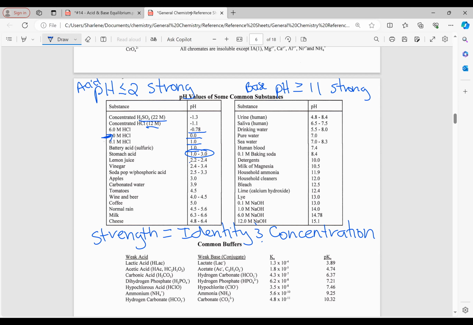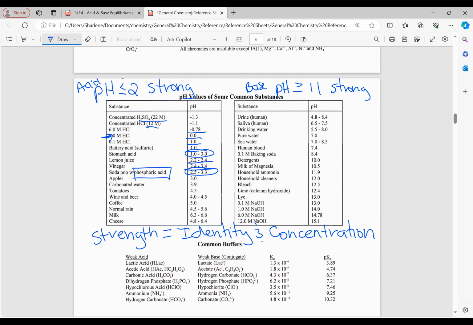All right, so lemon juice is between 2.2 and 2.4. Vinegar, a little bit less acidic, between 2.4 and 3.4. Oh my, look at this. Soda pop. Soda pop is as acidic as vinegar. And guess what's in your soda pop? Phosphoric acid. Boy, you can use soda pop to clean a lot of things. So if you ever want to get some stains off PVC pipe, throw it in some Coke or some Pepsi. That usually works really well.